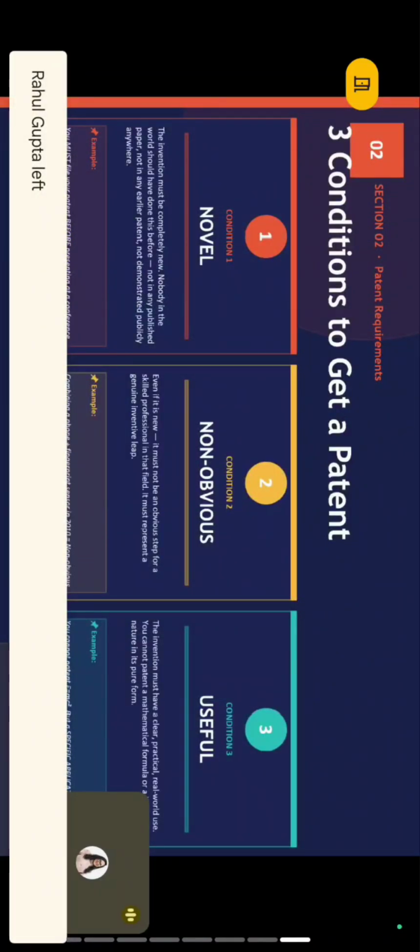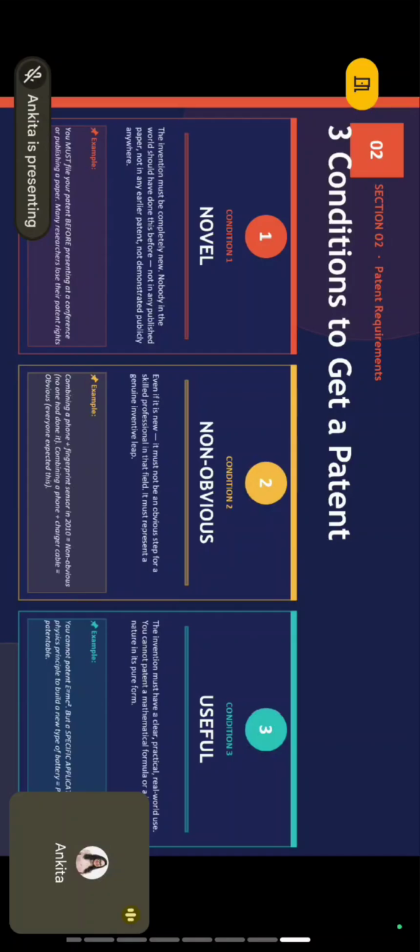So what are the conditions to get a patent? As I already discussed, it should be novel, it should be non-obvious, it should be useful. If I explain the novelty, your invention must be completely new, not done before anywhere in the world, not in a paper, not in an earlier patent, not demonstrated publicly. You must file the patent before you present at a conference or publish your paper. Many researchers lose their patent right because they publish first. Once it's publicly available, it is no longer novel.